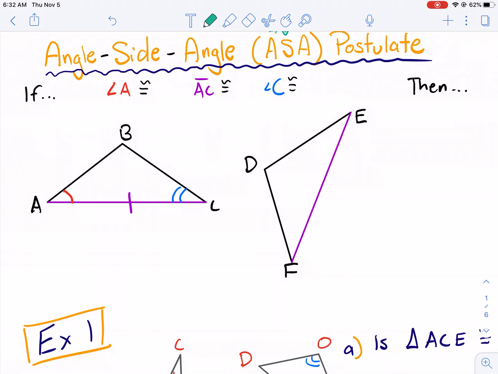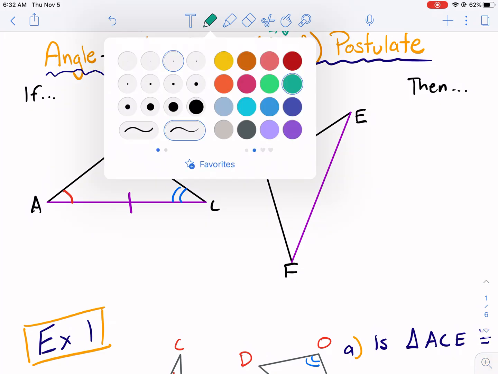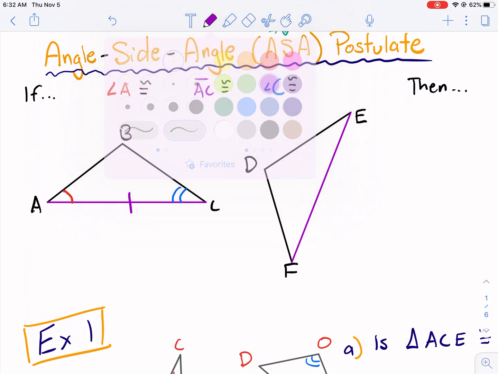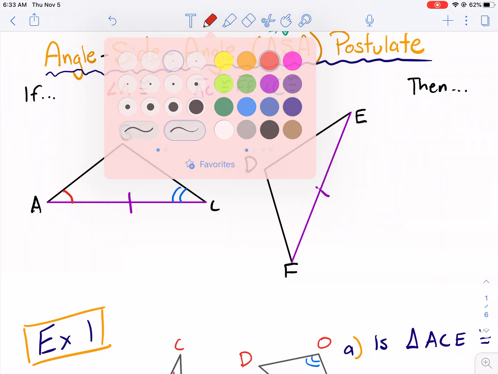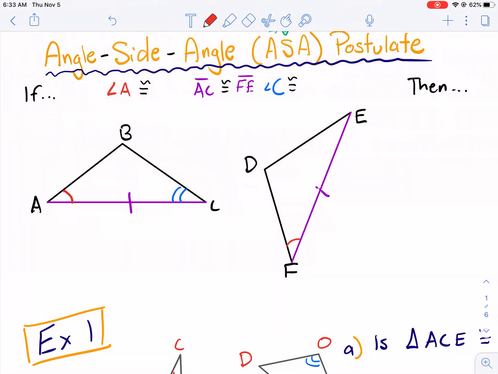If we have this triangle here, and we're trying to see if it's congruent to the other one, what do we need to know? Well, first, we need to know that AC is congruent to FE. So we have a given side. What's next? Well, if we have a side, we have to have two angles sandwiching it. So we need angle F to be equal to angle A.